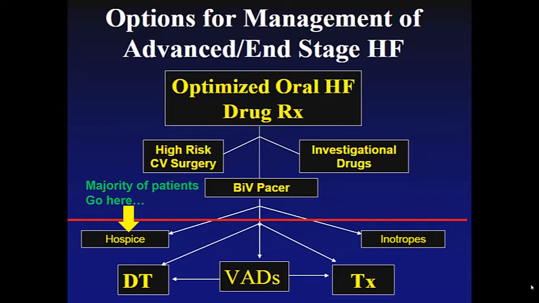And we'll talk about the numbers, but we're not transplanting a lot of patients. We're not VADing a lot of patients. But we still have that 172,000 patients left over. So the majority of the patients will go to hospice, and we as physicians have to be comfortable with that. We have VADs, either destination therapy or bridge to transplantation. We have inotropes, and we have transplant.